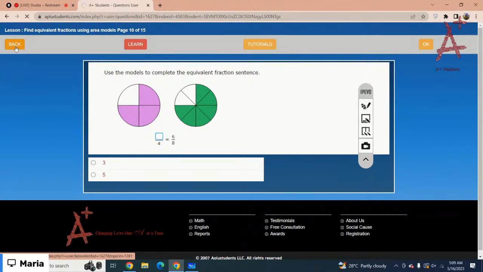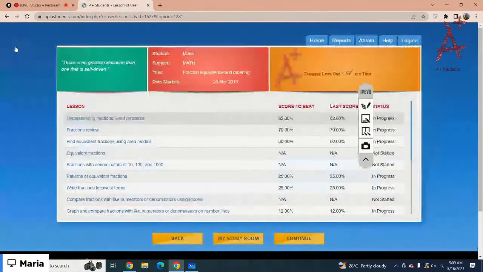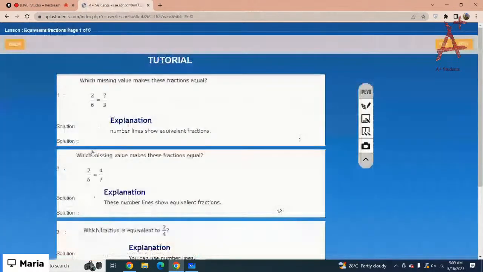Okay, the next one is equivalent fractions. Let's just start with the next lesson. Which missing value makes these fractions equal? You have to calculate the missing fraction. Both the fractions are exactly equal. Got it? Okay, just look at both the fractions 2 by 6 and 1 over 3.